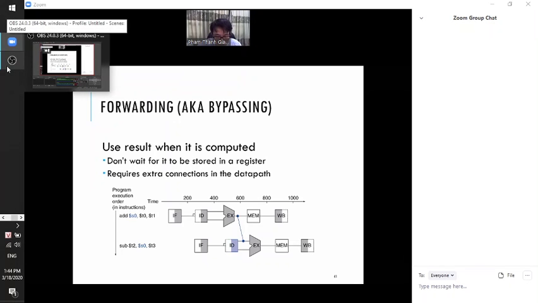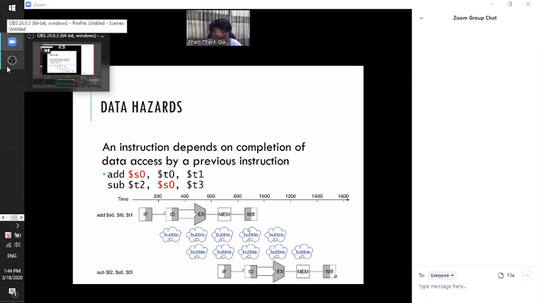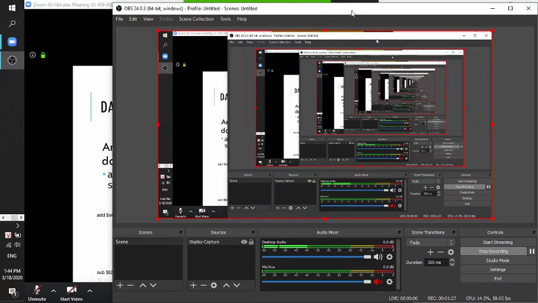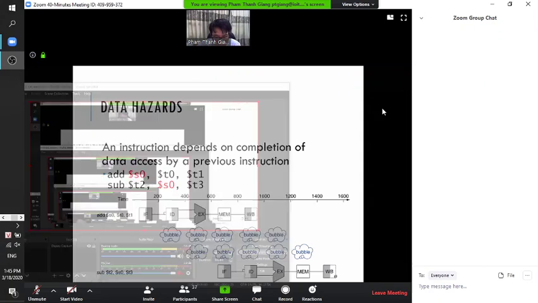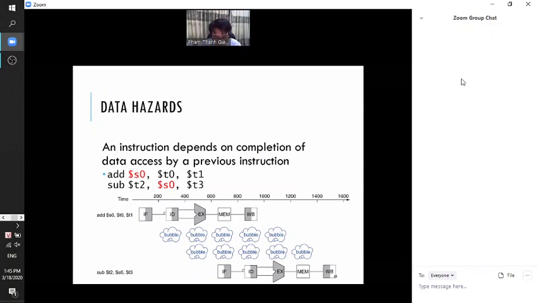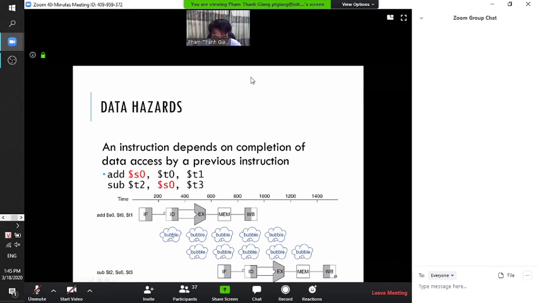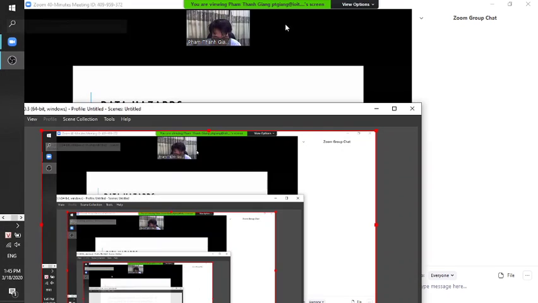So, as in these figures, the next instruction needs to wait until the first instruction executes and writes to the register, and then the next instruction can be fetched and decoded. In this case, it needs to wait two computer cycles here.